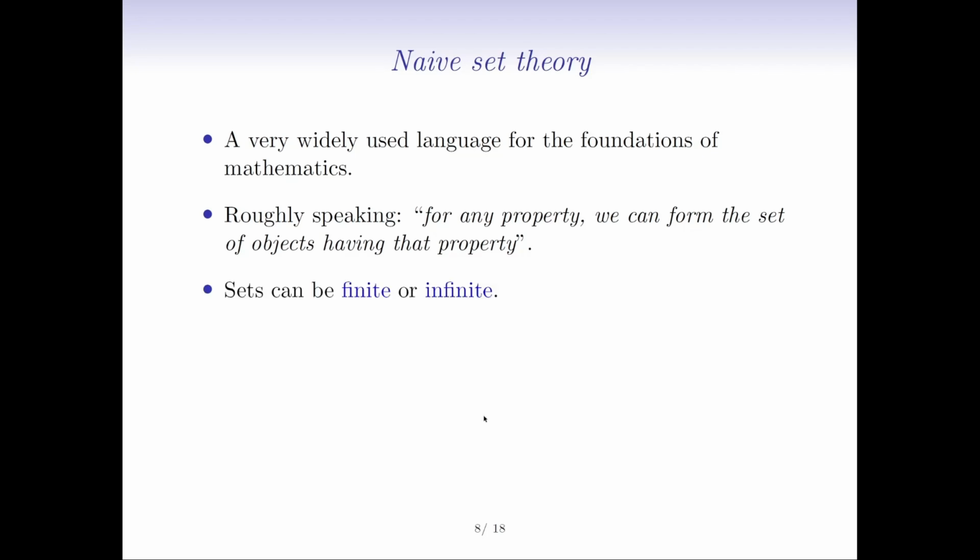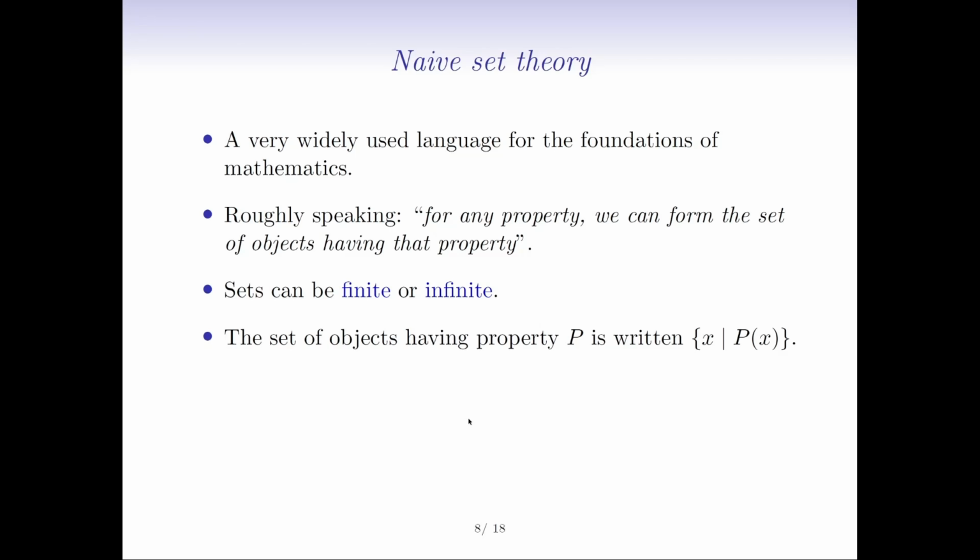So a set for that reason could be finite. We could think about the set of all humans on the planet Earth at the present moment named James, which is definitely a finite set. Or we could think of an infinite set, such as the set of all prime numbers, and that's definitely an infinite set where being prime is a property of numbers.